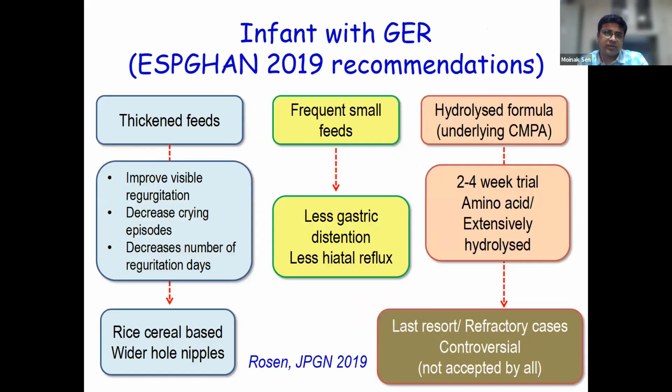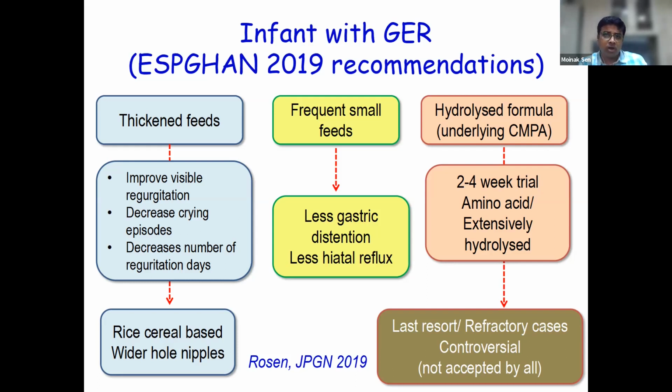So in gastroesophageal reflux disease, what is the dietary recommendation? Always remember, for infants, you thicken the feeds, because thickening means that, because of gravity, it tends to settle down in the stomach and less of it goes up to the gastroesophageal junction. That has been shown to help the patients, and usually you thicken with a rice-based cereal.